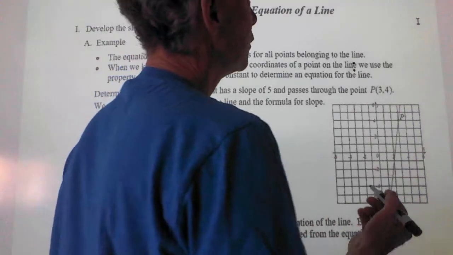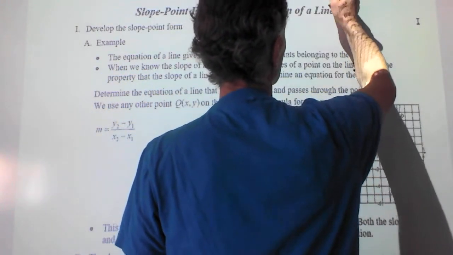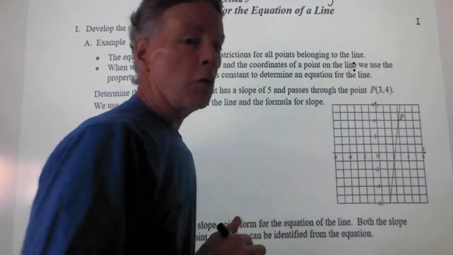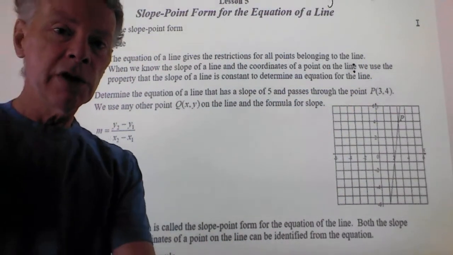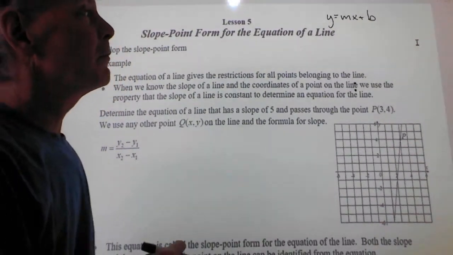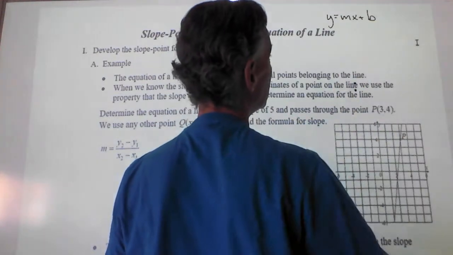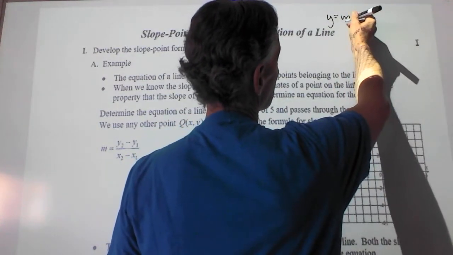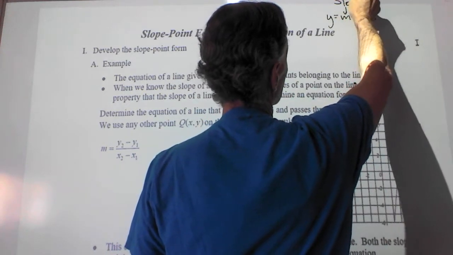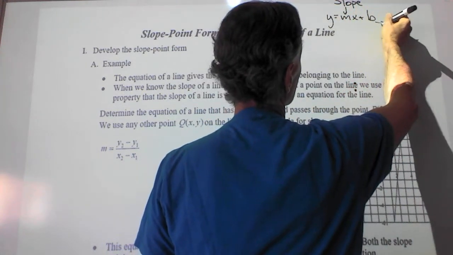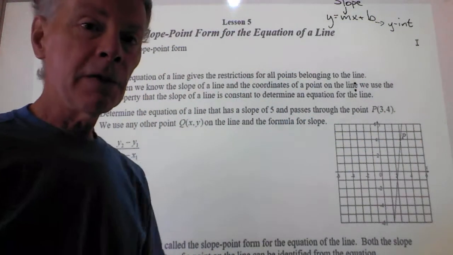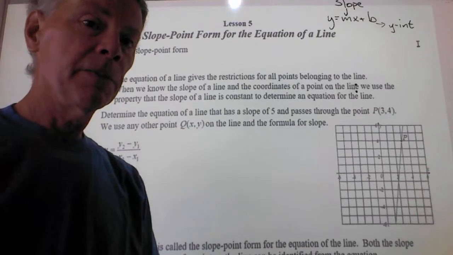So just to review, we've looked at the slope y-intercept form, which you can't see. Now you can see it. The slope y-intercept form, y equals mx plus b, which tells you, remember, the slope. And I bet you can't see that. And the y-intercept. Okay? Well, you can almost see it.